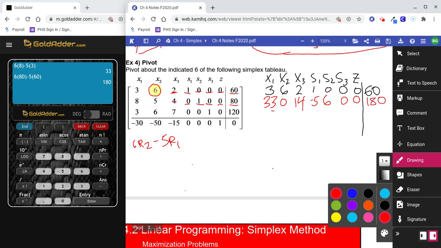Okay, moving on. I just knocked out that 5 right there. Now I want to knock out the 6. That's easy because all you have to do is row 3 minus row 1. All I'm going to do is subtract. Row 3 minus row 1 is 0. Row 3 minus row 1, that's 5. 0 minus 1 is negative 1. 0 minus 0, 0. 1 minus 0 is 1. 0 minus 0 is 0. And 120 minus 60 is 60.